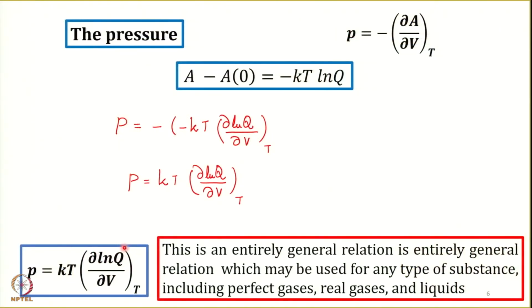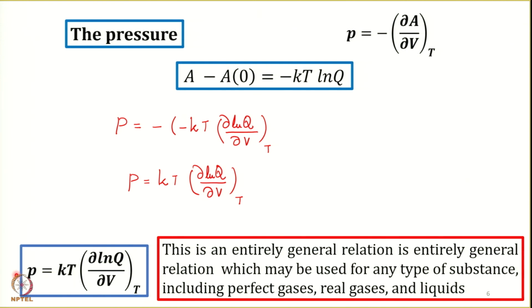Only what we need to decide is what to use for Q, whether Q, when connected with molecular partition function, is Q raised to the power n or Q raised to the power n by n factorial. So, we have now two equations which we can further apply to obtain other useful thermodynamic information. One is the expression for the Helmholtz function and the second is the expression for the pressure.